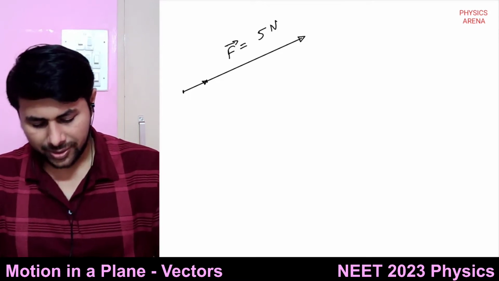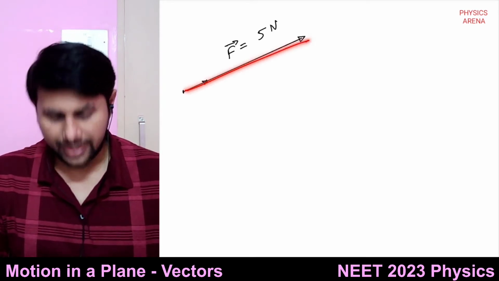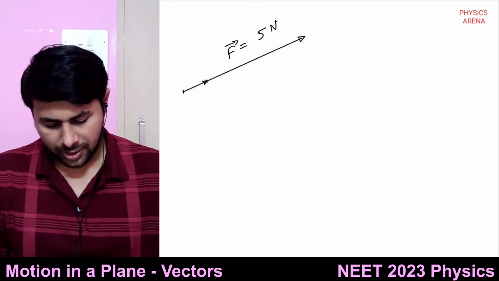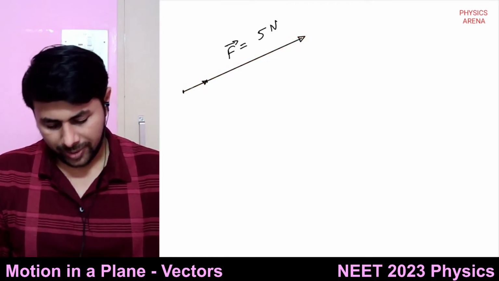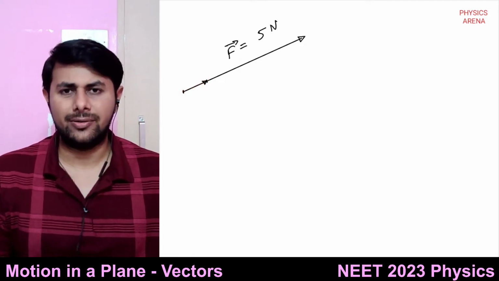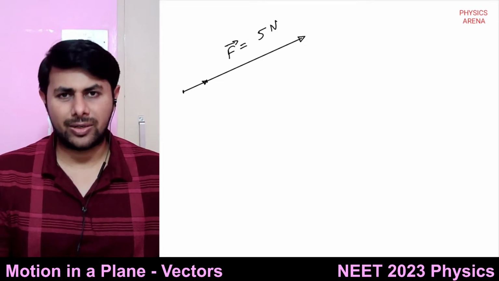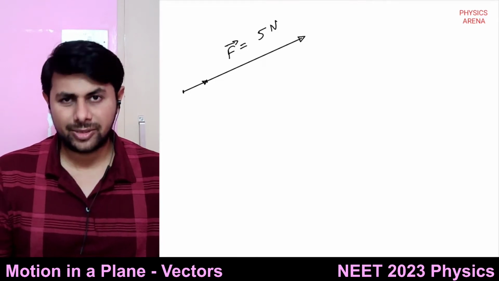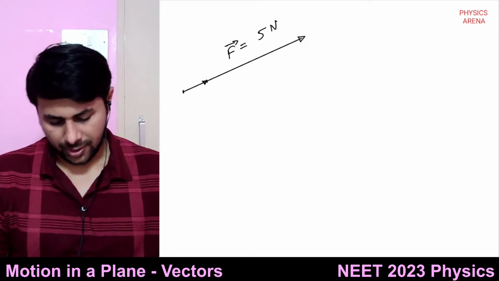The magnitude of a vector is represented by what? The length of the vector. I'm saying this vector is 5 Newtons. So if I take 1/5 of the length of this vector, how much would be the value of that vector? It is 1/5 times the magnitude of this vector. Right?